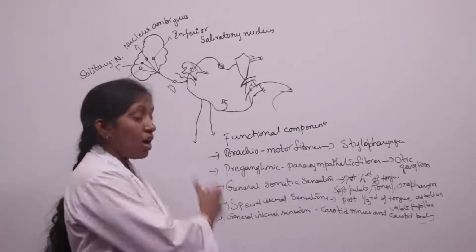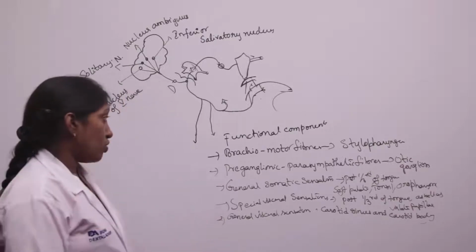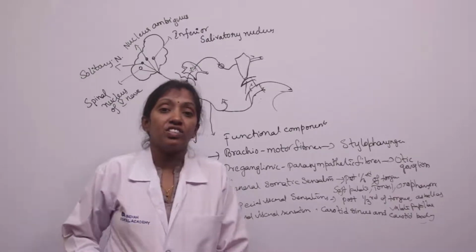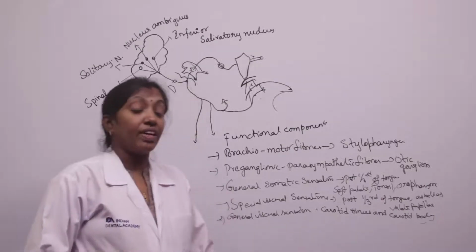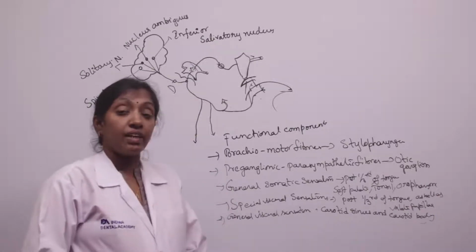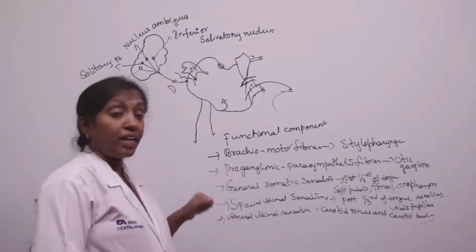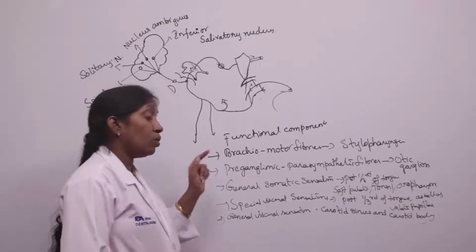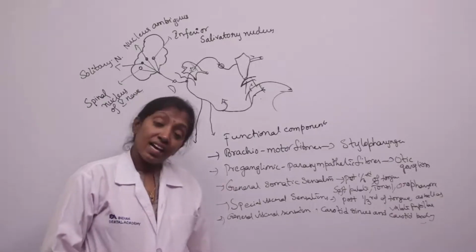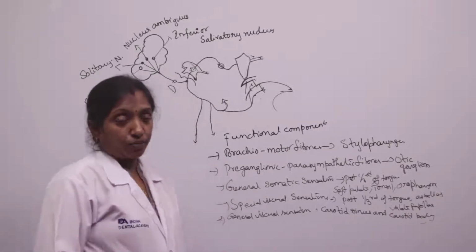Okay, so these are the functional components of the glossopharyngeal nerve, and we know that the glossopharyngeal nerve is the nerve of the third arch. We have discussed in detail the pharyngeal arches, and we learnt about the glossopharyngeal nerve also in the development of pharyngeal arches.